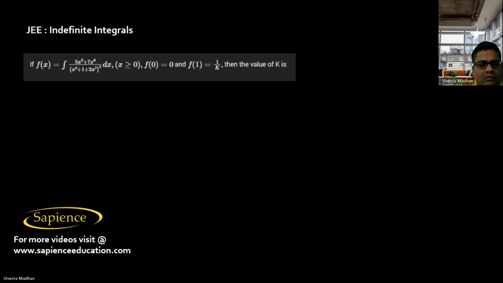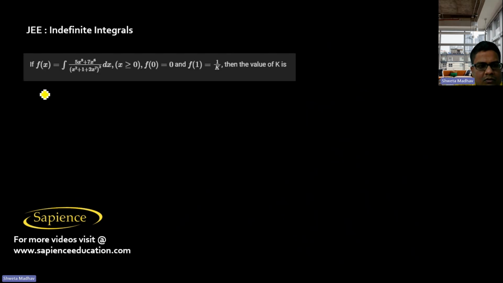But then here, to solve this one. Here it has been told that if the function f of x is this integral dx, x is more than or equal to 0, f of 0 is 0 only, and f of 1 is equal to 1 by k, then what will be the value of k? So this integral I, that is f of x, is equal to integral (5x power 8 plus 7x power 6) dx by (x square plus 1 plus 2x power 7) whole square.